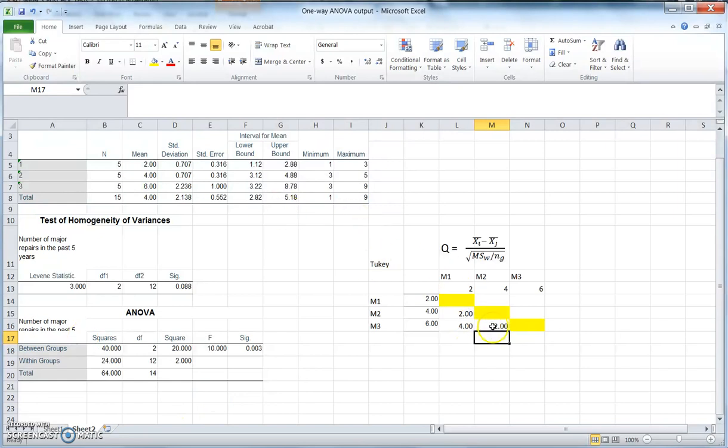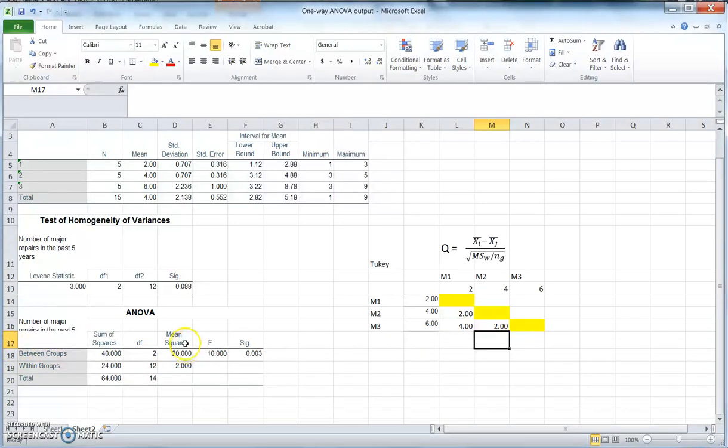What I have done here is simply to find the mean differences needed for the calculation of the Q statistic. It doesn't matter which pair we're comparing, they share the same denominator. That's the standard error used in this Q test. In the standard error, the mean square within, sometimes called mean square error, comes from this table. The mean square within right here is 2 in this case, and n_g is the group size. We know the group size is 5 in our case.